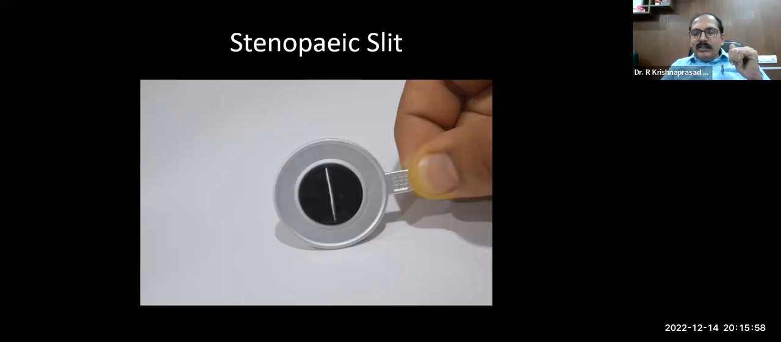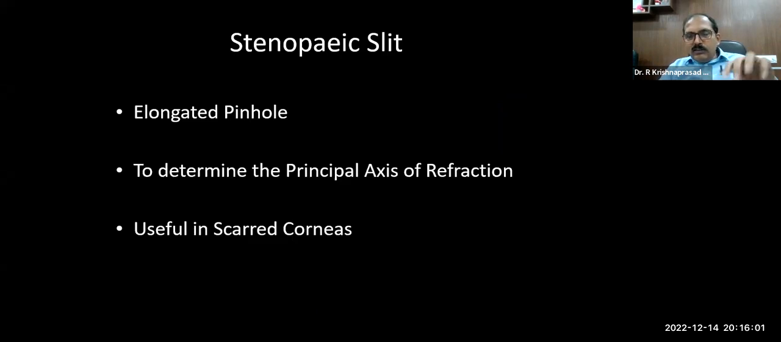So, the Stenopaeic slit is an elongated pinhole. It is used in identifying the principal axis of refraction in scarred corneas or patients with irregular astigmatism. You see a lot of corneal injury patients who undergo suturing, corneal tear repair, and they end up with scars on the cornea, especially the central part. When they come, their vision is very poor. If they have a corneal scar in the center, their vision will be hardly counting fingers at 2 meters or 1 meter, even though the rest of the eye is absolutely normal. The rest of the cornea is clear, but the corneal scar and the nebula or an irregular astigmatism would have decimated the vision completely.